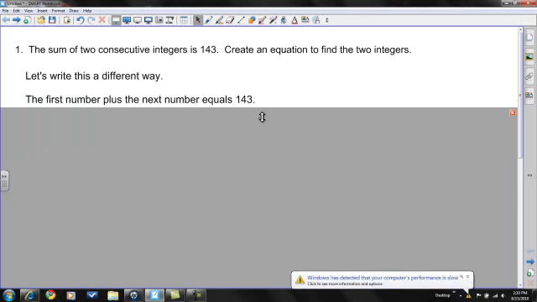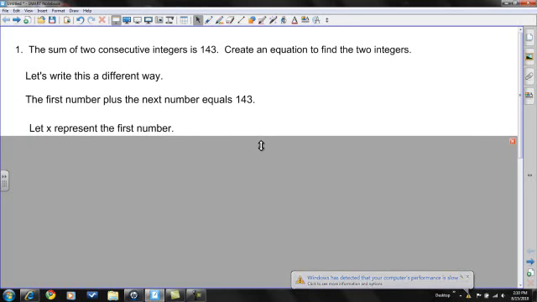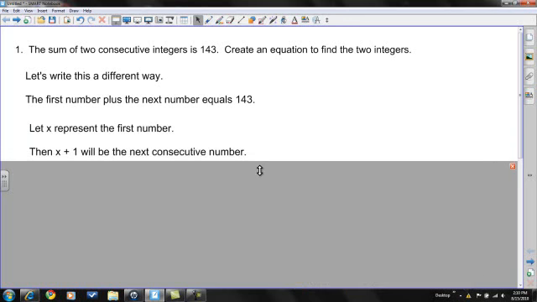This is beginning to look a little bit more like something that we can write in an equation. So let's let x represent the first number. Then x plus 1 will be the next consecutive number. Let's test that. If x is 6, then x plus 1 would be 7. So 6 and 7 are two consecutive integers. Let's let x be negative 5. Then negative 5 plus 1 will be negative 4. So negative 5 and negative 4 are two consecutive integers.